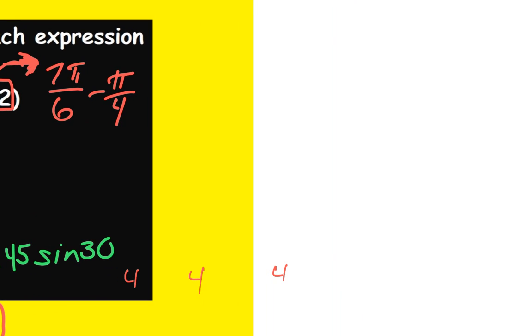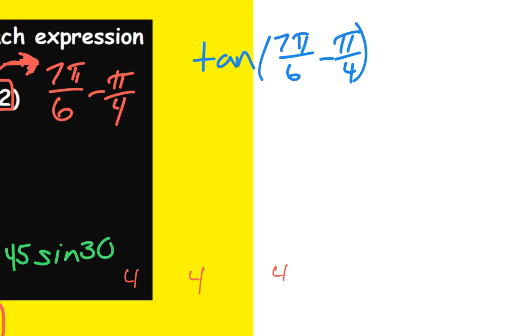So here are my 2, and it's tangent. So I'm going to use my tangent. So tangent of 7 pi over 6 minus pi over 4. And I know it has to be those 2 because the common denominator of those 2 would be 12 anyway. And then it's subtraction, so I need to keep on the top.